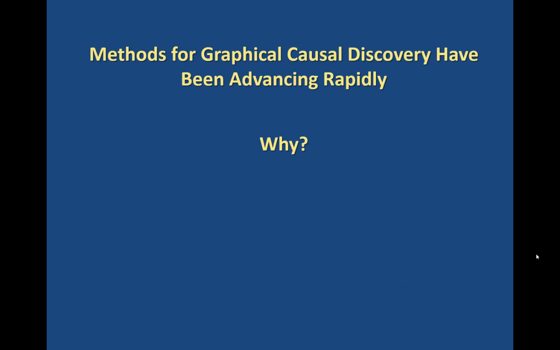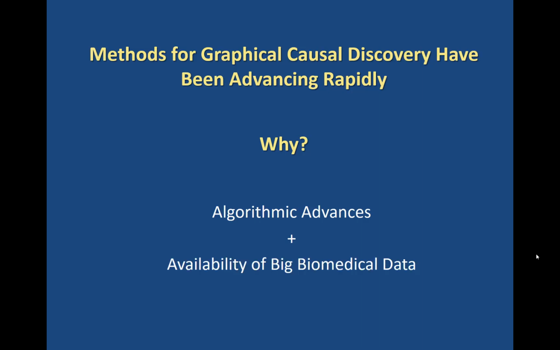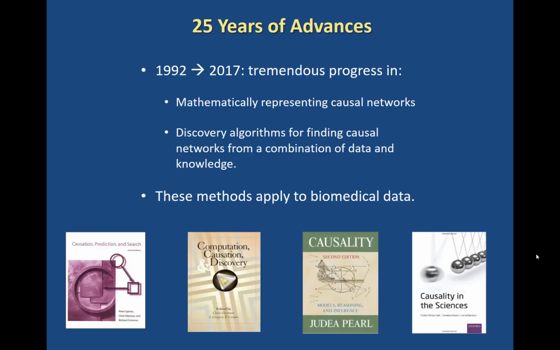So why have the methods for graphical causal discovery been advancing so rapidly? Well, there's two really big features. One is there's been amazing algorithmic advances over the last several years. And two is there's way more availability of big biomedical data than there used to be.